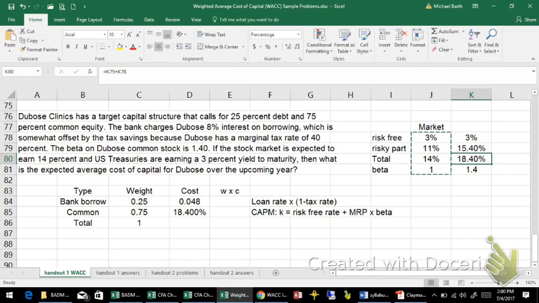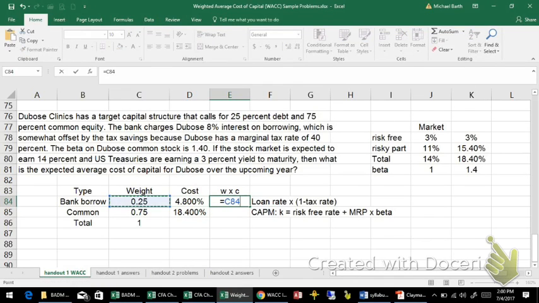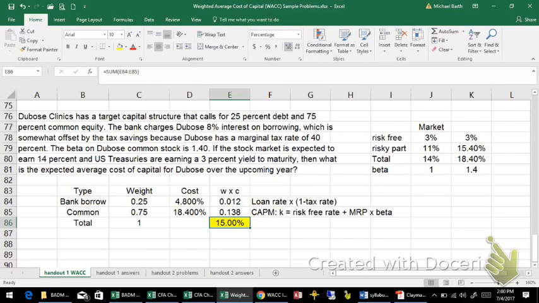All right? So if I take the weight of 25% times the cost of 4.8% after tax, and then 75% times 18.4, then I add those two together, I've got a weighted average cost of capital of 15%.